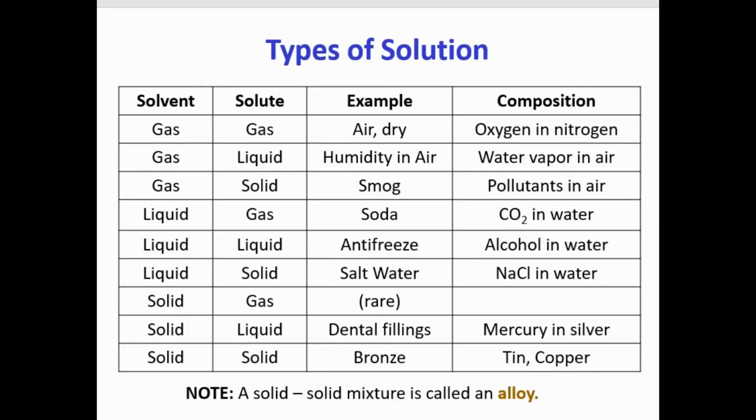A solution can also be a solid in a solid. An example of this would be bronze. That would be tin mixed into copper. Tin is a solute. The solvent is copper. Now, when we have a solid-solid mixture, a solution, we often call these alloys. Now, you don't have to memorize this. This was just given as an example so you can see that we have all different types of solutions.